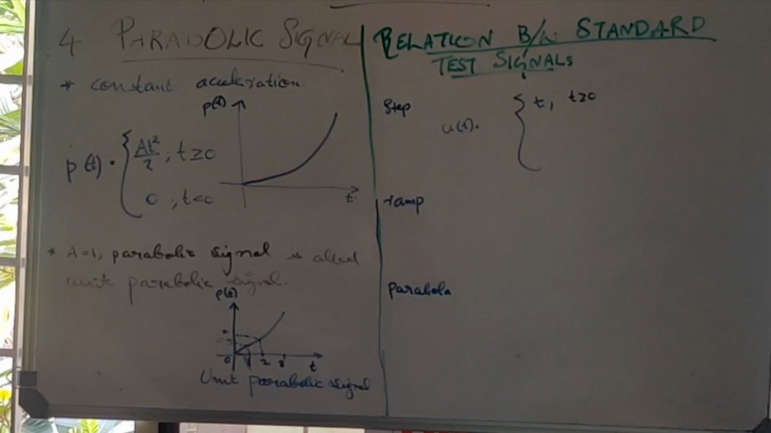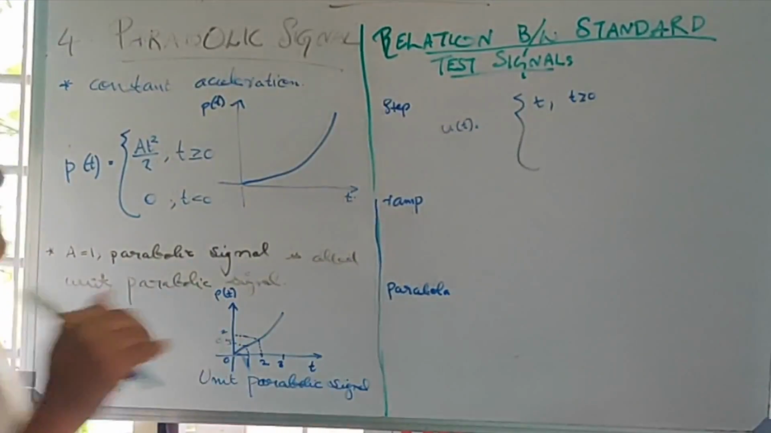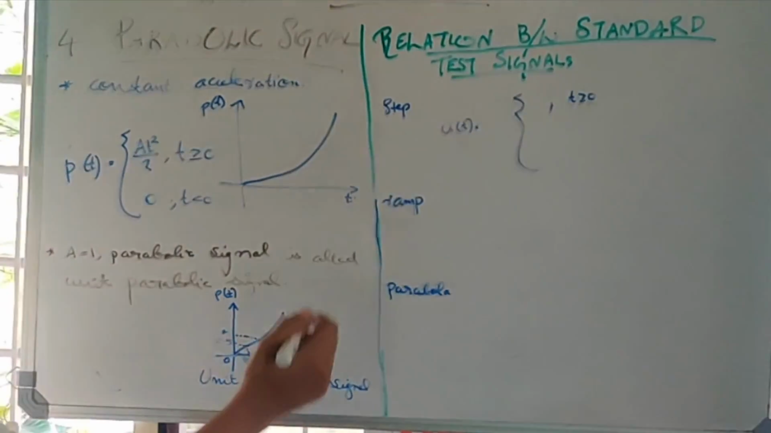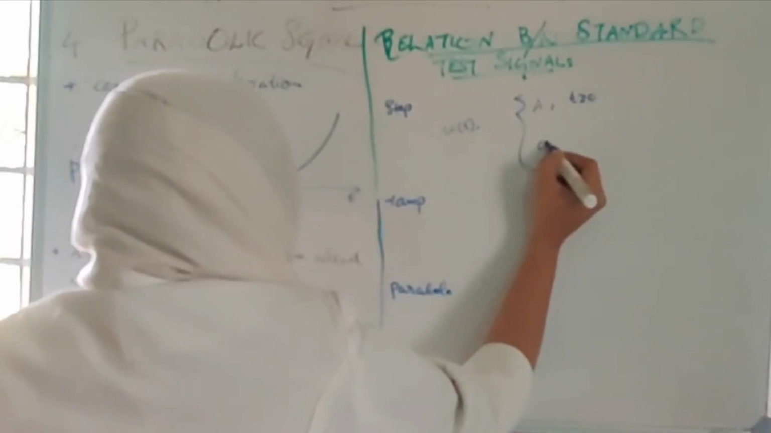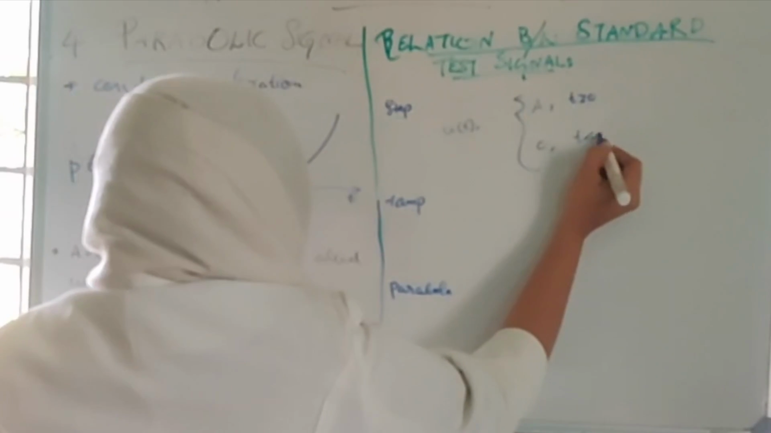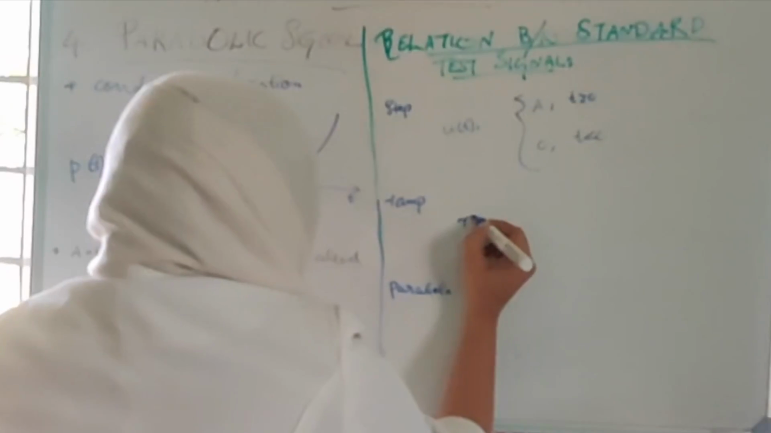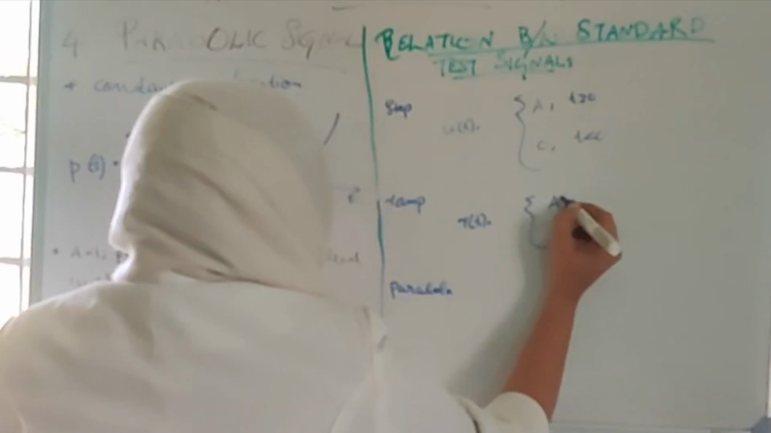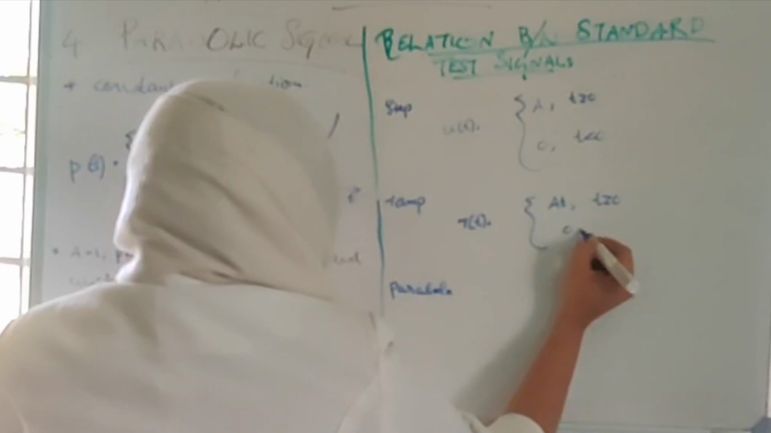So next is the relation between standard test signals. Let us take the basic three: step, ramp and parabola. We can express the step signal as A for t greater than or equal to 0, and 0 otherwise, that is for t less than 0. Now what about the ramp? The ramp is r of t equal to A t for t greater than or equal to 0, and 0 otherwise.